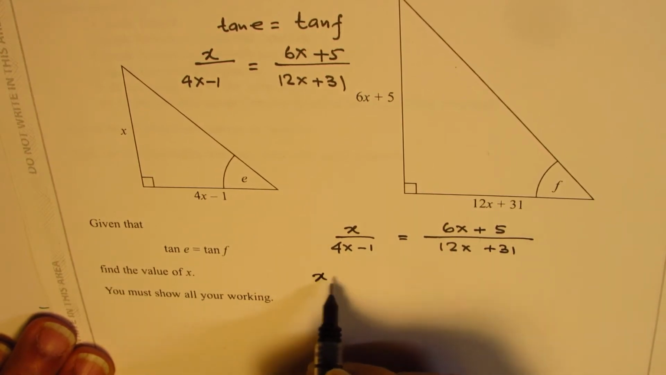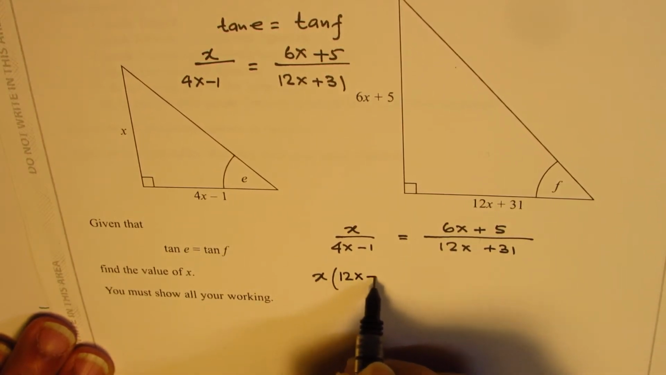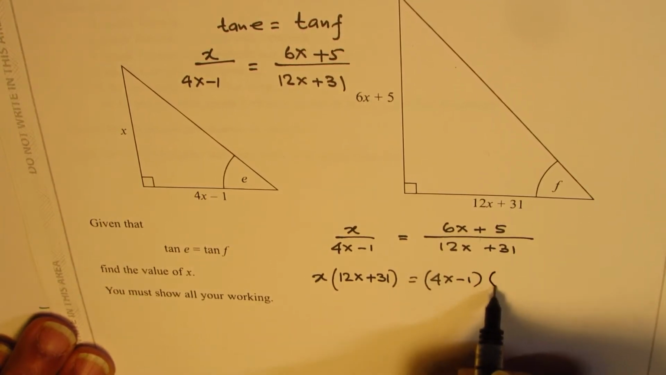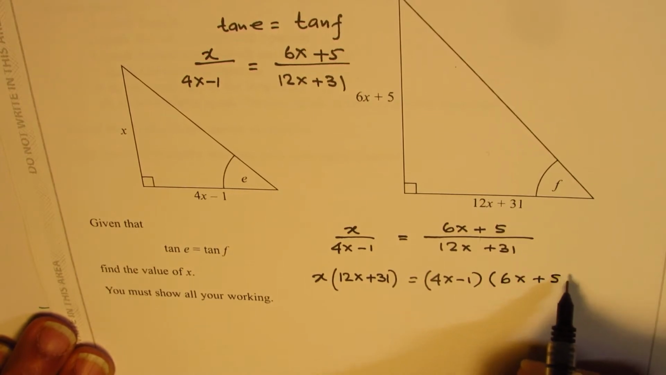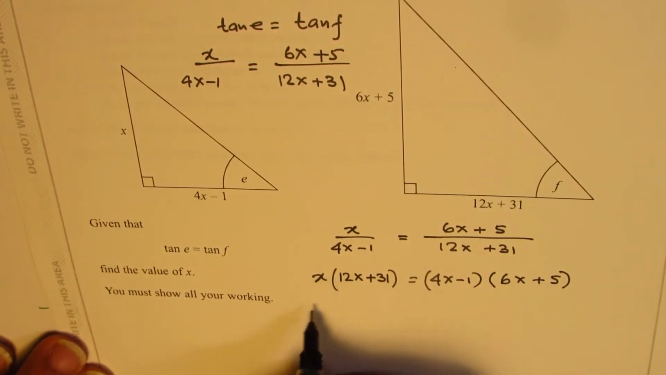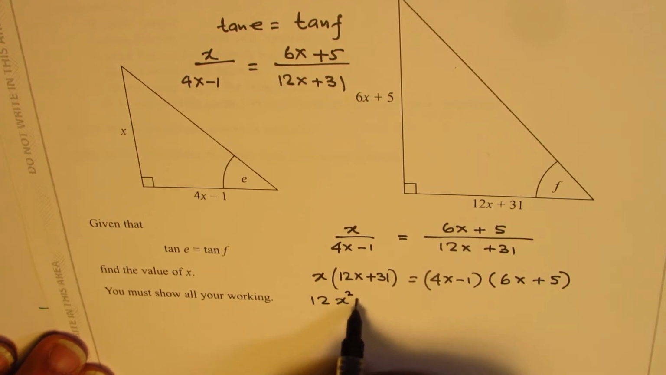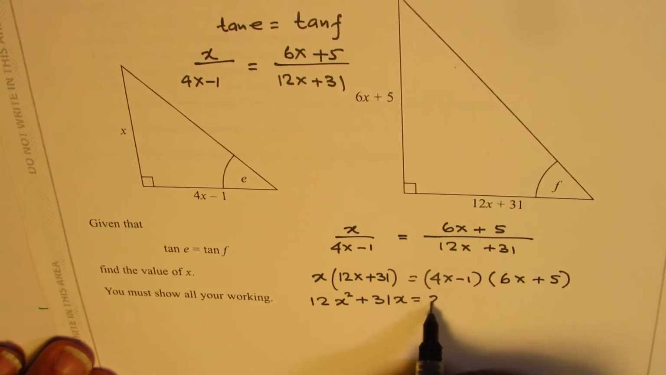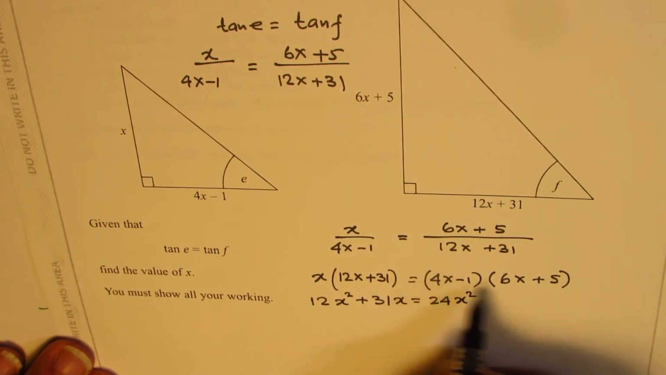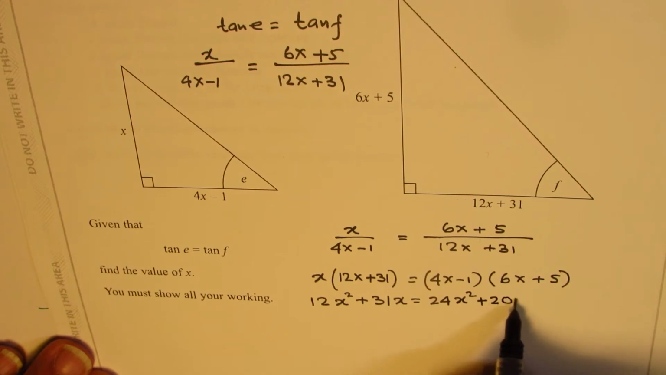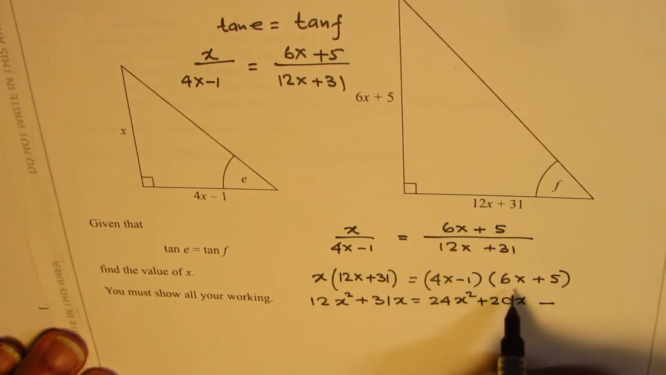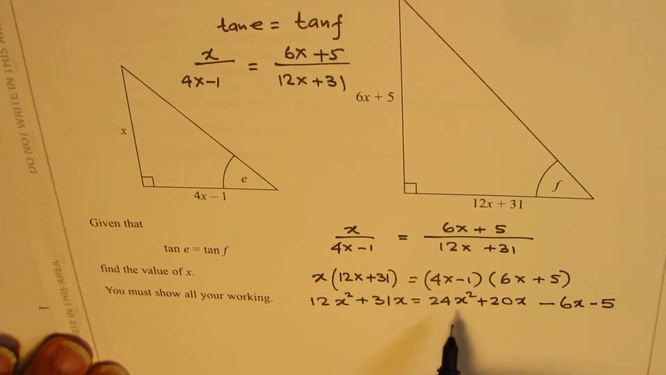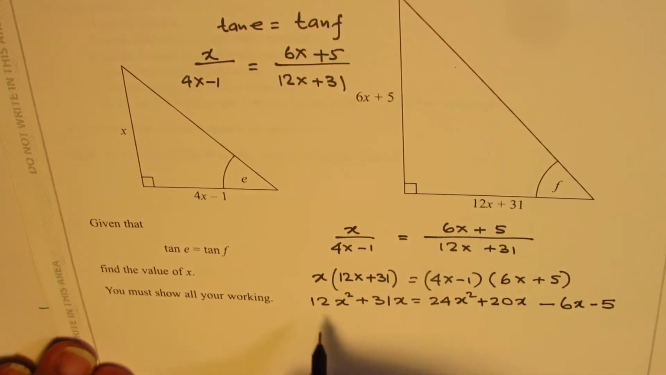So let's cross multiply. So we get x times 12x plus 31 equals 4x minus 1 times 6x plus 5. So that gives you 12x squared plus 31x equals, first multiply by 4x, 24x squared. Then we have plus 20x minus 6x minus 5. Now we can bring all the terms together, so we get a quadratic equation.